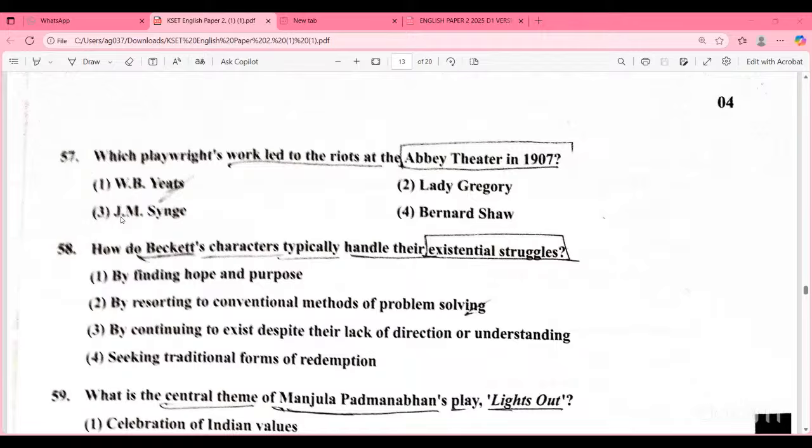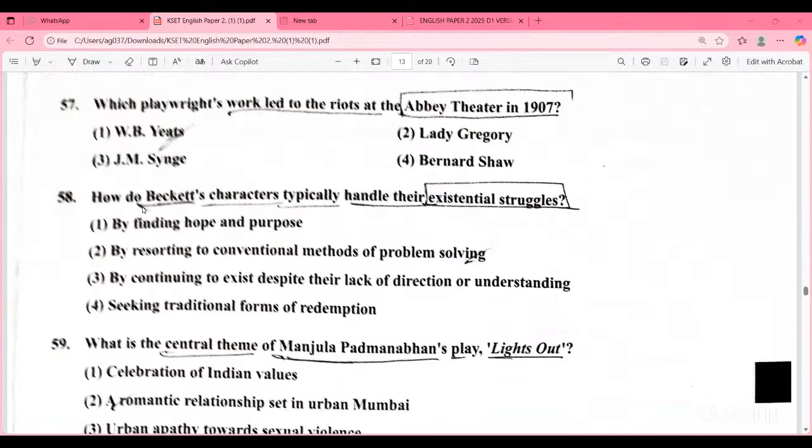It is obviously J.M. Synge. And you can let me know in the comments that these riots broke out in Ireland because of which play of James Synge.